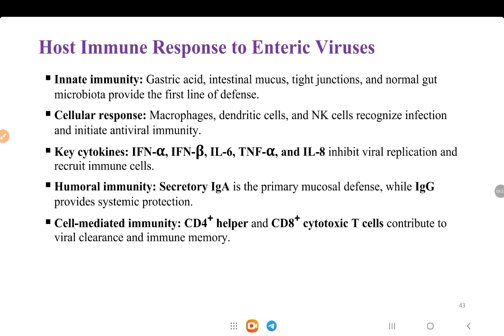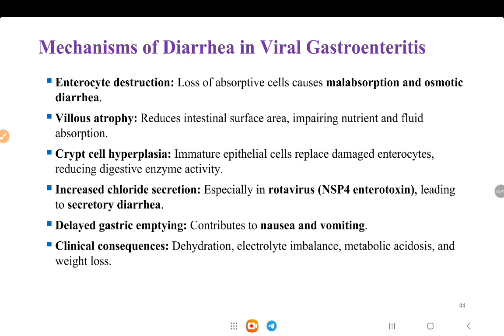After that the adaptive immunity develops. It starts with humoral immunity, which produces secretory IgA as the primary mucosal defense. After that IgG provides systemic protection. Cell-mediated immunity also develops, with CD4 helper and CD8 cytotoxic T cells contributing to viral clearance and forming immune memory against this infection by this virus.